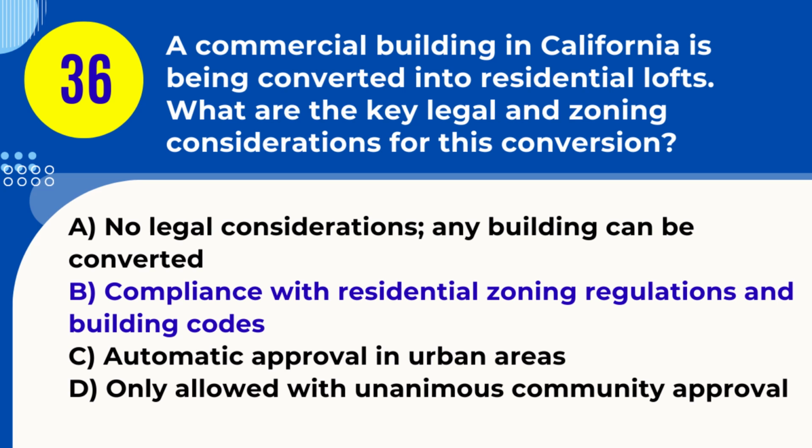Answer. B. Compliance with residential zoning regulations and building codes. Explanation. Converting a commercial building into residential lofts in California requires adherence to residential zoning laws and building codes, which may include changes to the structure to meet residential standards.